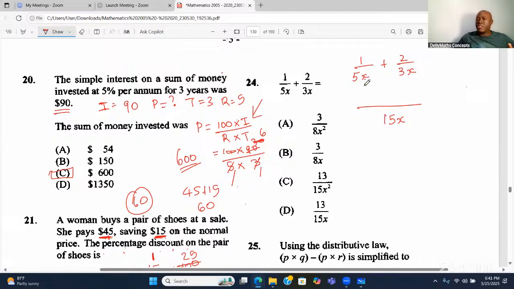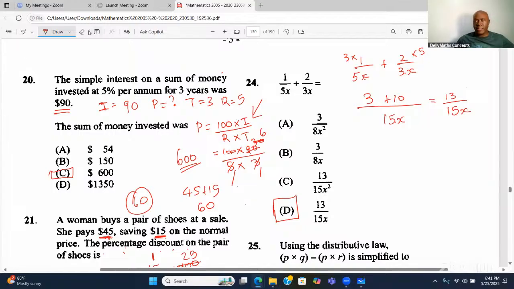When 5 goes into 15, it goes 3 times. So 3 ones are 3. And then again, when 3x goes into 15, it's 5 times. So 5 twos are 10. What are we looking at? We're looking at 13 over 15x. If you see that first, it is there. That means you're good. All right. A lot of people might have gotten it wrong because they think it is 15x squared and stuff like that. Just look out. Please be simple with these. It's not a big deal.